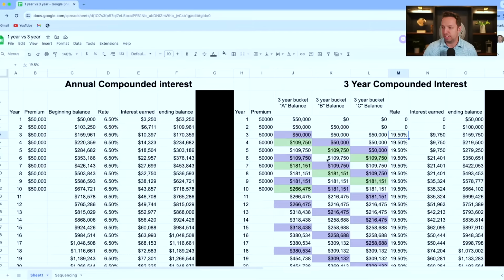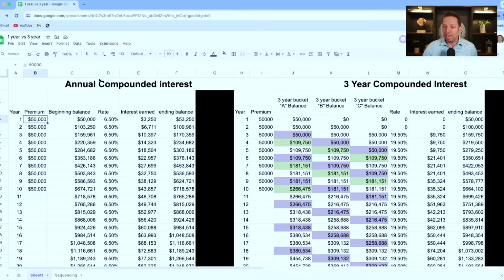6.5 times 3 is 19.5. So that's what we're comparing here. 6.5% every single year compounded versus 19.5% compounded every 3 years. No zeros, no fees. It's not a particular product. None of that matters. Just stick with me for a second.